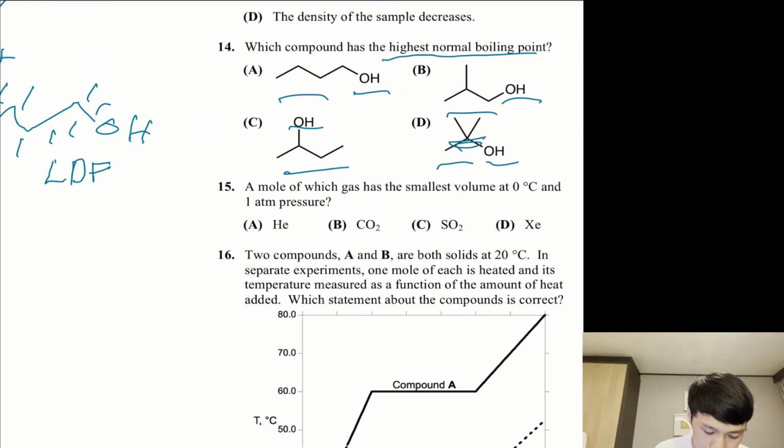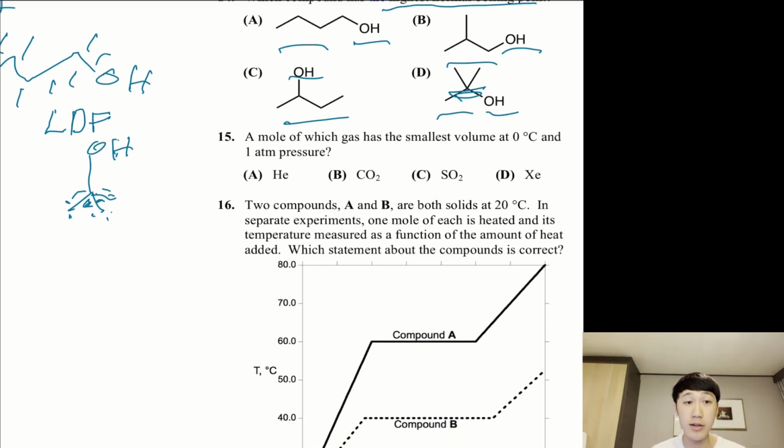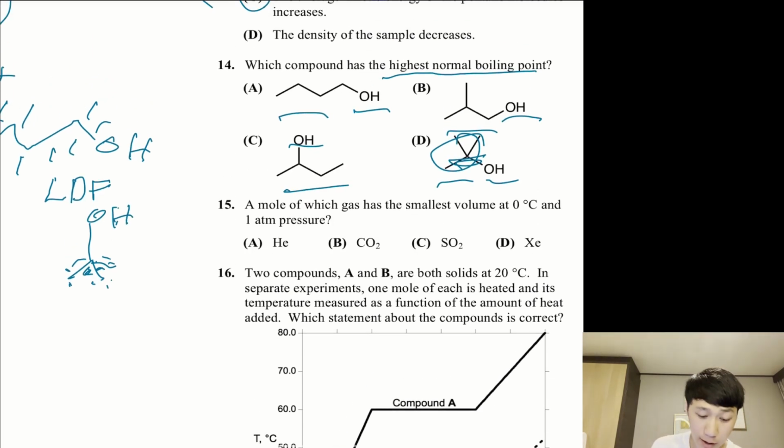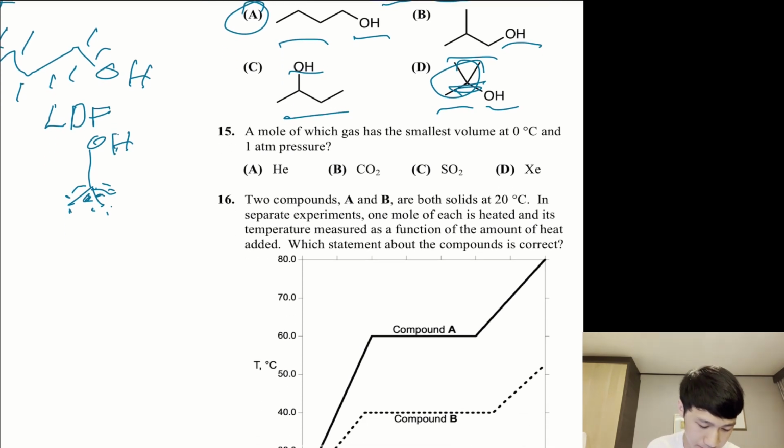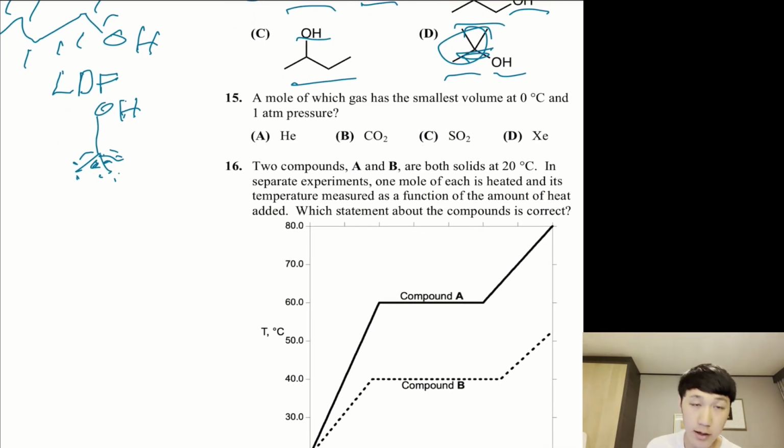However, for something like D, where we have this tert-butyl group, the surface area is significantly smaller. As you can imagine, it's also much harder for the molecules to come in closer together, and as such, the London dispersion forces are going to be weaker for a branched molecule like this tert-butanol. So we're going to say that the straight chain alcohol is going to have the strongest IMFs, and as such, the highest boiling point.